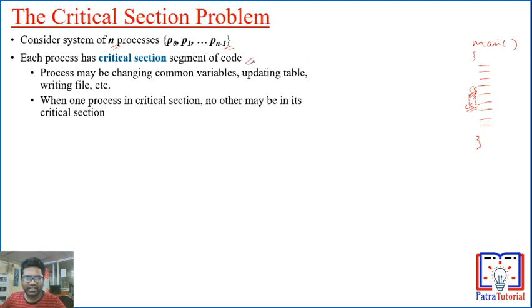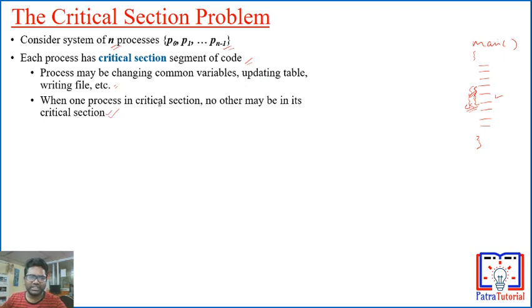In the critical section, the process may be changing common variables, updating tables, or writing to files. And when one process is in its critical section, no other process may be in its critical section. That is called mutual exclusion.